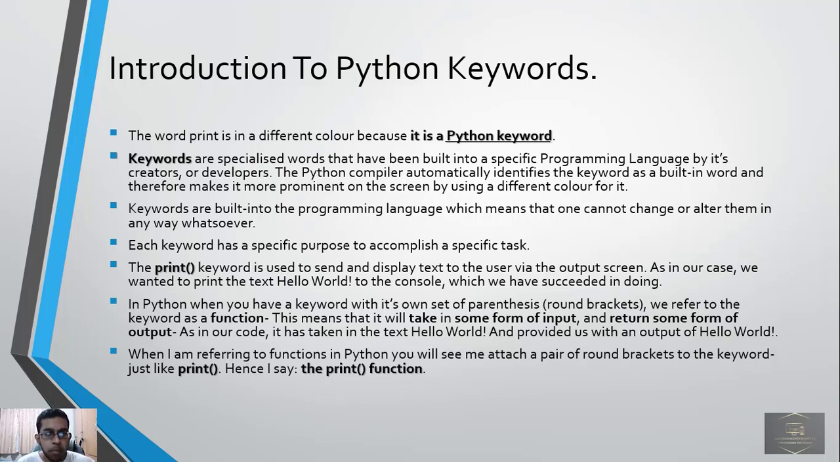doing. In Python, when you have a keyword with its own set of parentheses, round brackets, we refer to the keyword as a function. This means that it will take in some form of input and return some form of output. As in our code, it has taken in the text "Hello World" and provided us with an output of "Hello World." When I'm referring to functions in Python, you will see me attach a pair of round brackets to the keyword, just like print. Hence, I say the print function.